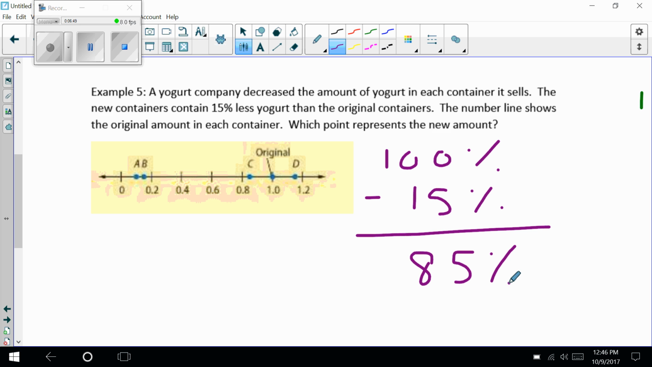So if I look at this, I need to see which point on the number line represents 85%. Obviously, there is my original, that's the 100%. So I know it's not D because I know it's less. If I look over here, A and B are only up to 20%. Well, 20% is not near close enough to 85%. So the only logical answer is C because C is between 80% and 100%. So it would be point C.